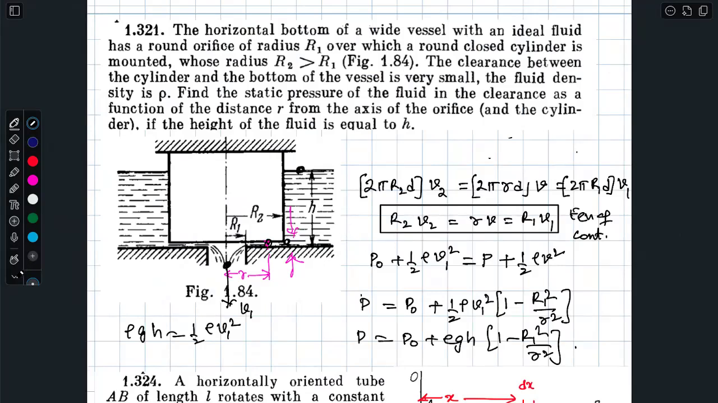One is this one. This is a point. Intermediate point, the final point.